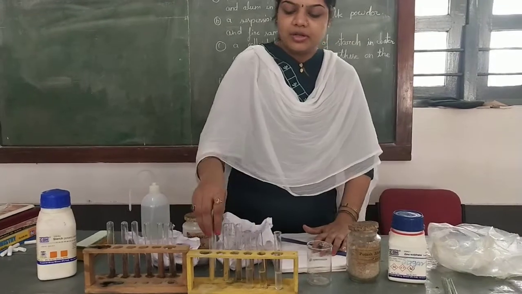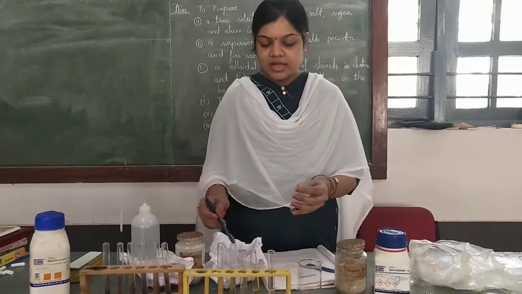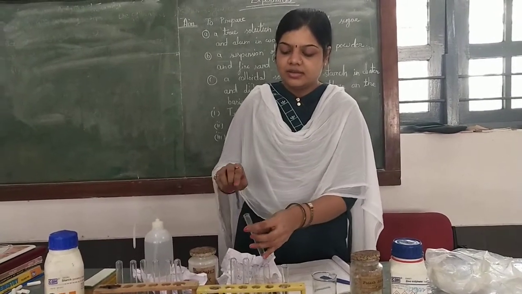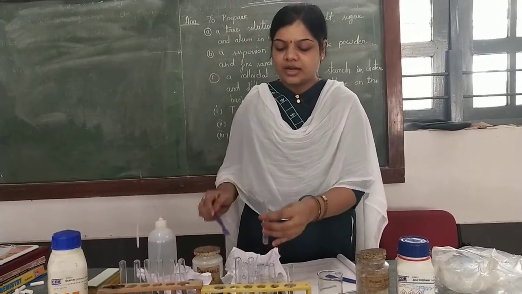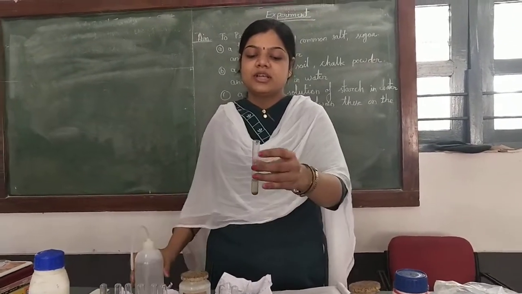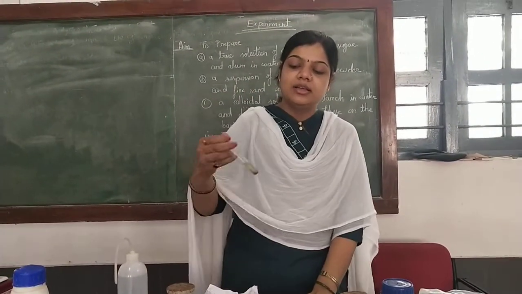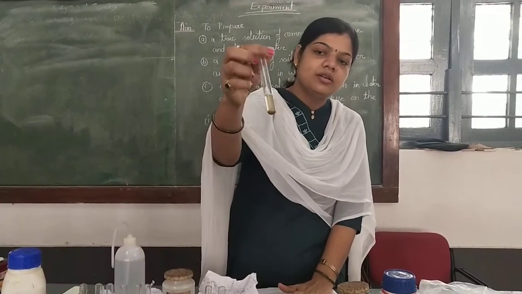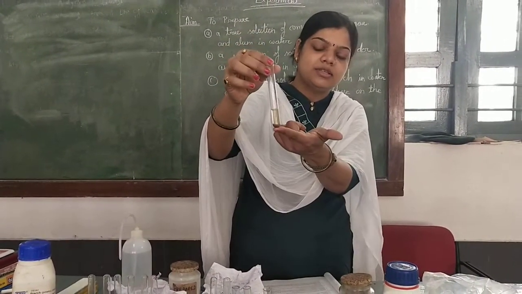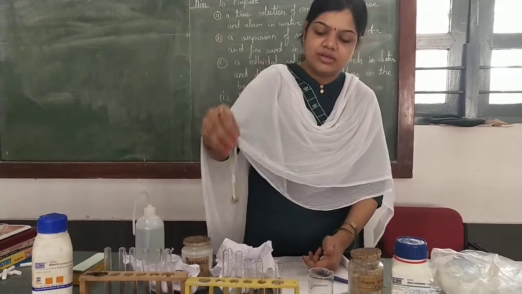Now we are going to prepare suspension by adding this sand. This is fine sand particles. We'll add some amount of sand, and then we'll add some amount of water on it. We'll shake it vigorously, and you can see that the sand particles do not dissolve. They get settled down at the bottom of this test tube. So this is a suspension.